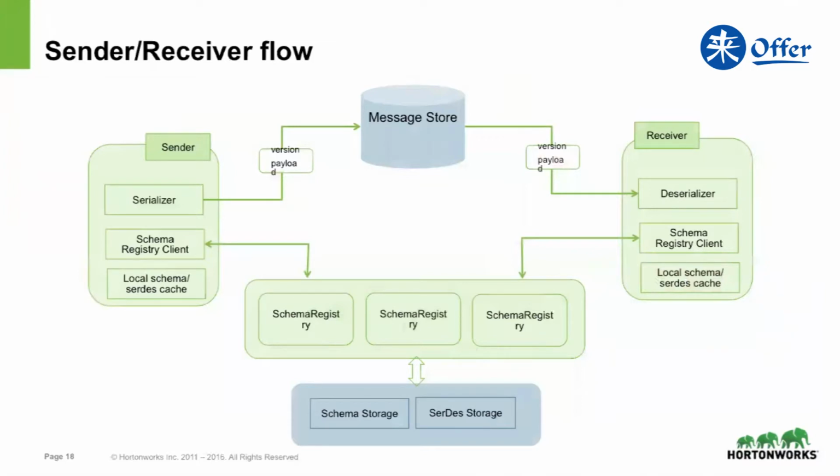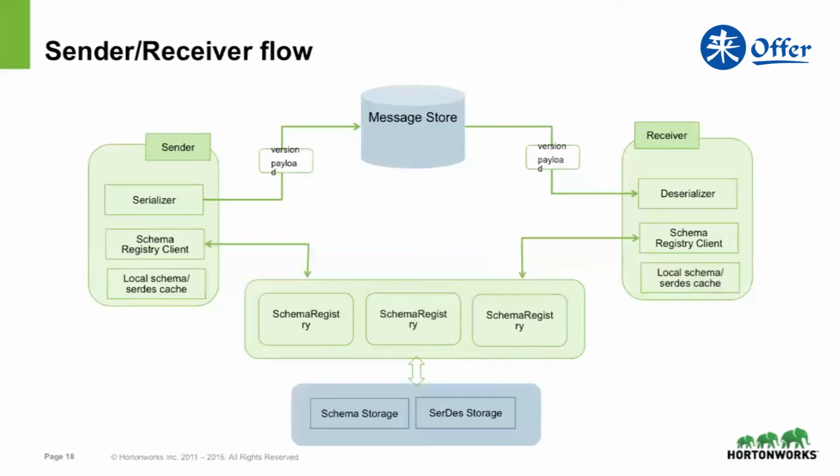So this is how it looks, architecture-wise. The message store, you can think of it as Kafka again. The sender is someone sending data, like a user's activity or whatnot. They talk to the schema registry, get the schema, serialize the data, and put that as byte storage into the message store.